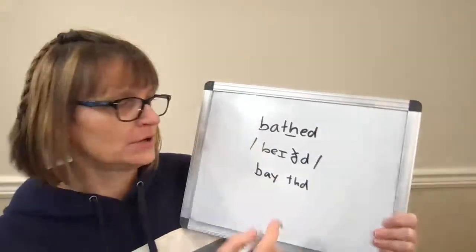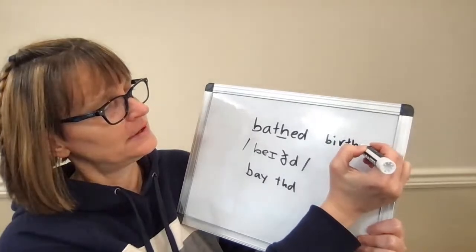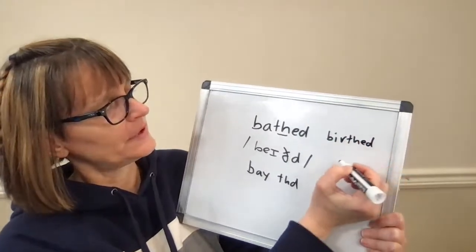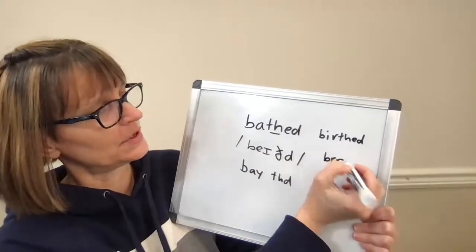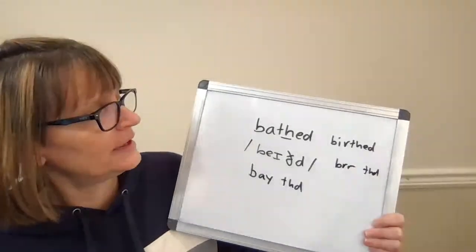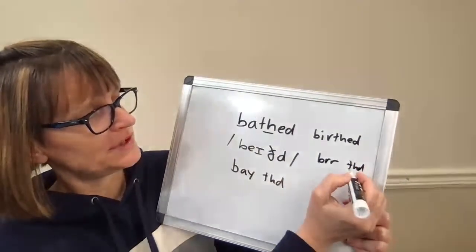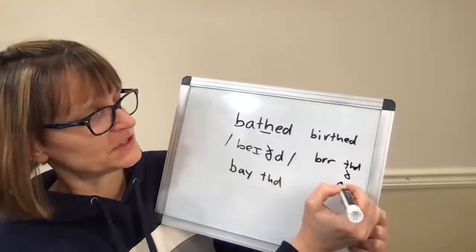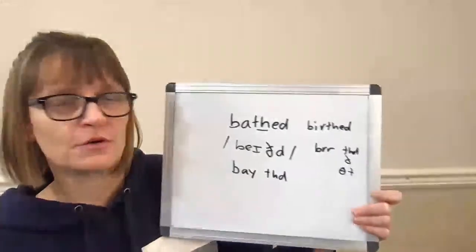Versus birthed, is going to have the R vowel, so it's basically like burr, like curled, and the d, birthed. I think you can say birthed with a voiced th or with a voiceless th. And then it would have a T sound. Birthed or birthed.